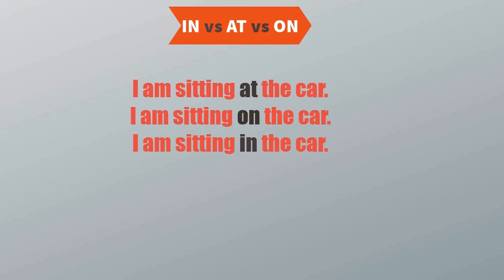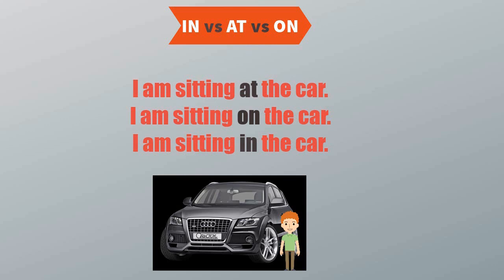Now tell me, what is the right sentence? I am sitting at the car. I am sitting on the car or I am sitting in the car. What is the right sentence? All these sentences are correct and give different meanings. Okay, there's nothing right or wrong here. You can sit at a car. When you sit at a car, that means you sit near that car.